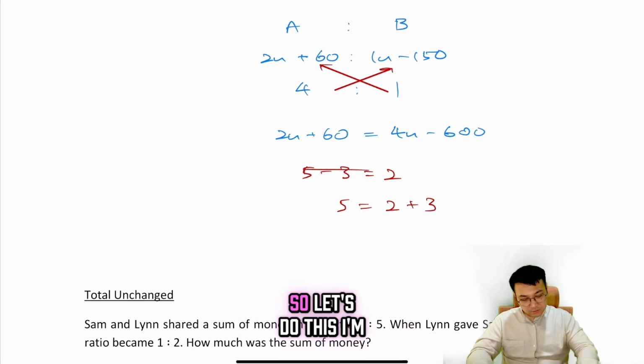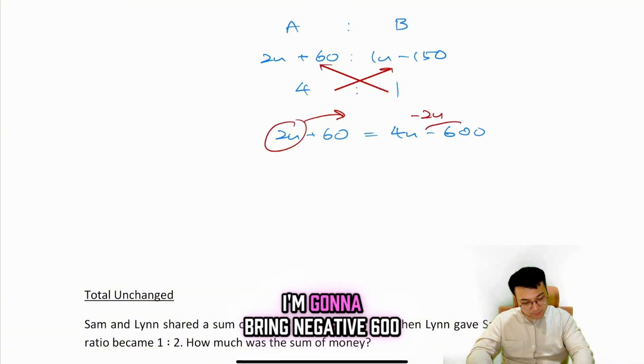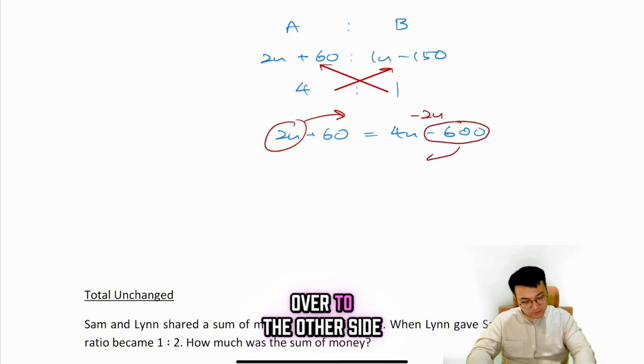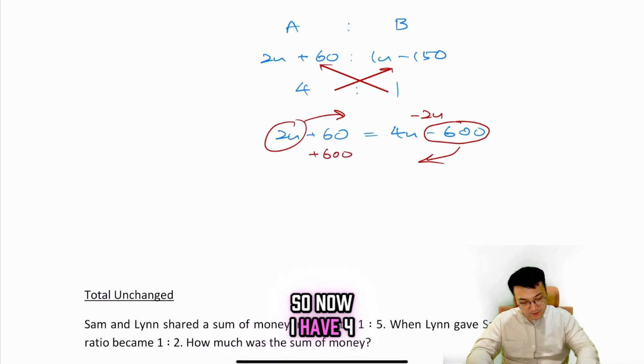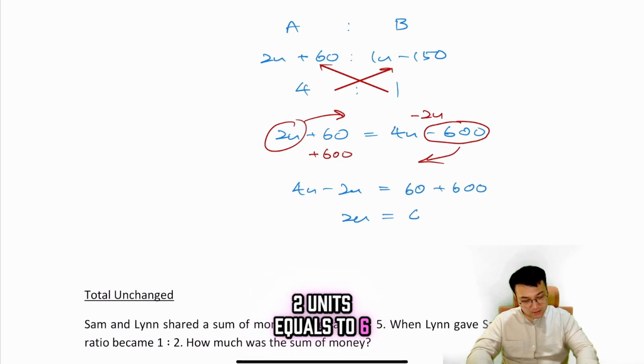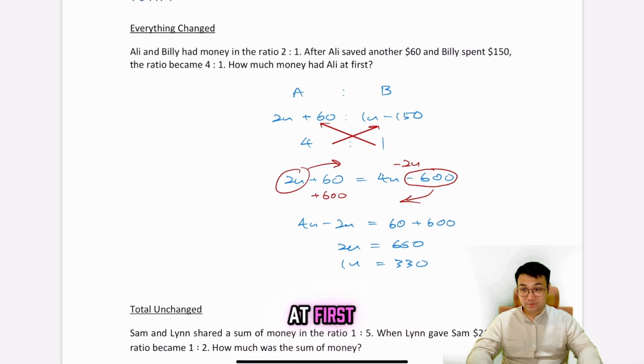Okay, so let's do this. I'm going to bring the 2 units to the other side. That will give me negative 2 units. I'm going to bring negative 600 over to the other side. That will give me positive 600. So now I have 4 units minus 2 units equals 60 plus 600. 2 units equals 660. 1 unit is 330. So how much money did Ali have at first?